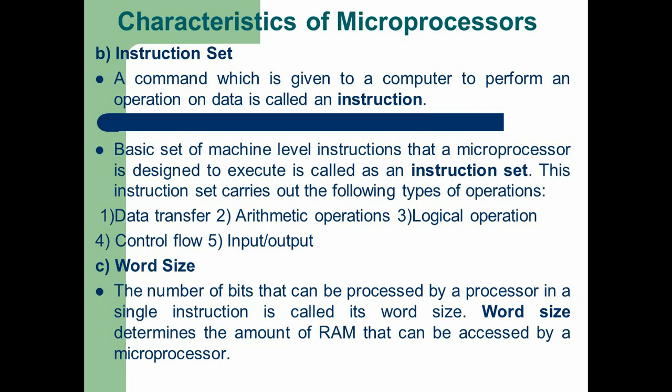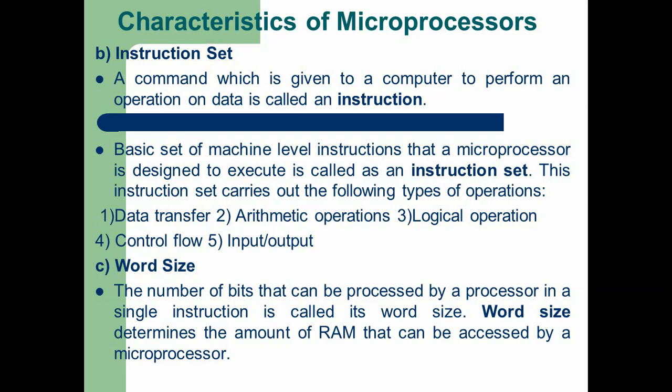Now we go for the third and last characteristic of microprocessor, that is word size. Of course we know word size means number of bits processed by microprocessor in a second. So here the number of bits that can be processed by a microprocessor in a single instruction is called its word size.